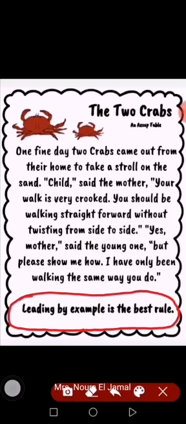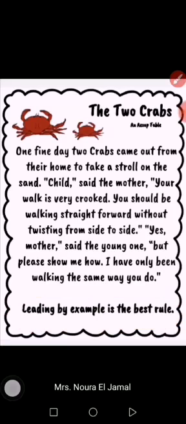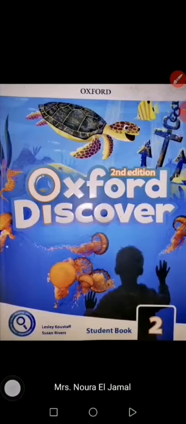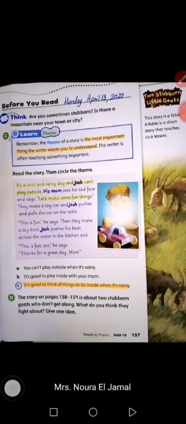Who's your example? Your dad or your mom? So now we understand the meaning of theme. Now we know how to apply the reading strategy theme on any story. Okay? Now let's move to the student book. Open page 157. Write the date. Today is Monday, April 13, 2020.